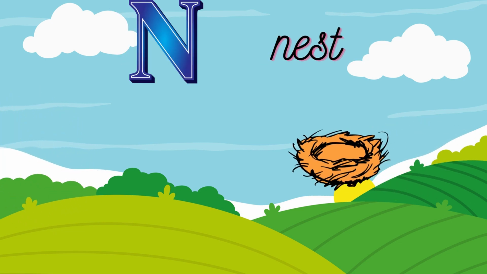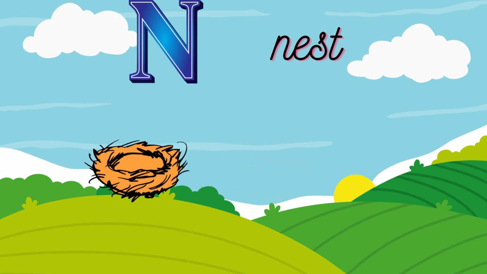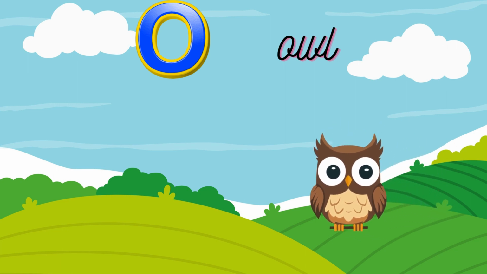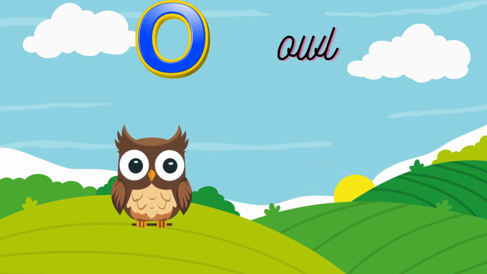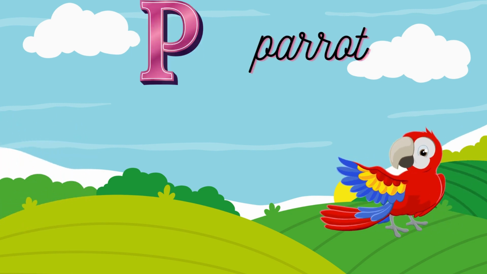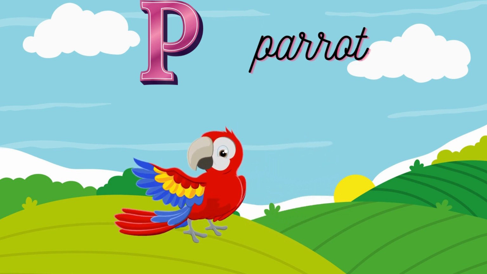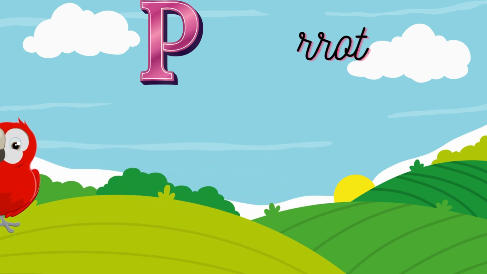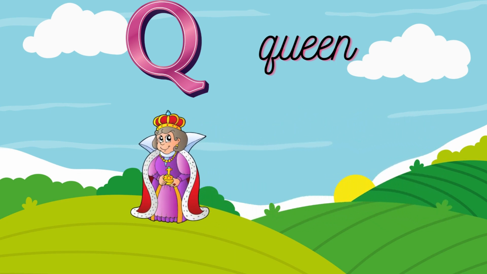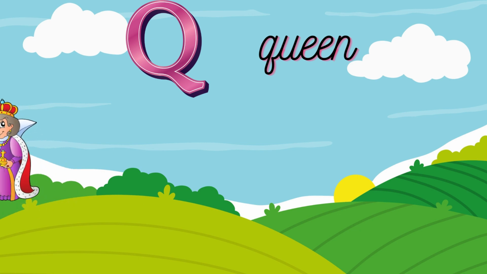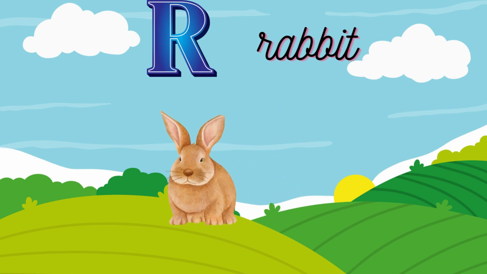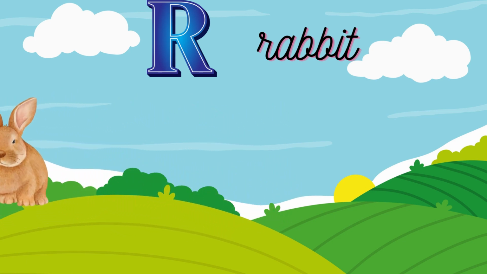N is for nest. O is for owl. P is for parrot. Q is for queen. R is for rabbit.